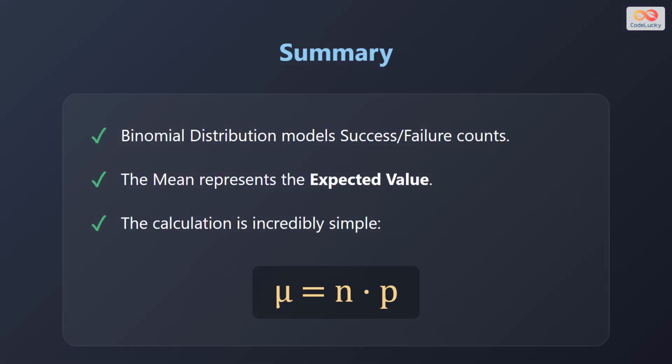To summarize, the mean of a binomial distribution gives us the expected value, or the long-term average outcome. It is found using the formula mu equals n times p. It is a fundamental concept that helps us predict outcomes in everything from games of chance to quality control in manufacturing.